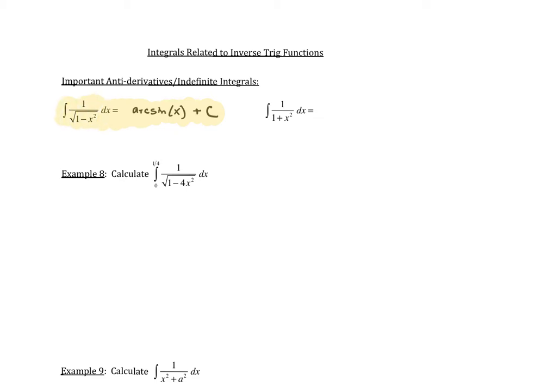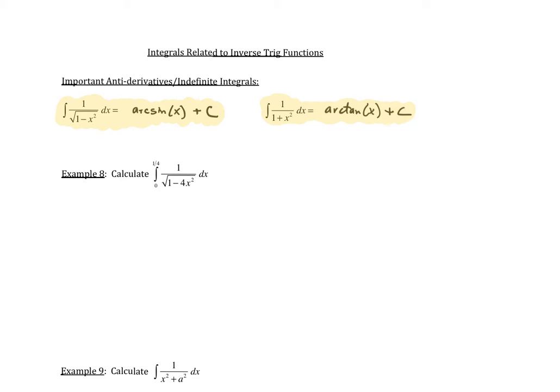The other big one that we want to memorize is the antiderivative of 1 over 1 plus x squared, and that is arctangent of x plus c. I'm going to highlight that as well. These are the two big ones. Now, I want to work through a couple of examples with you.